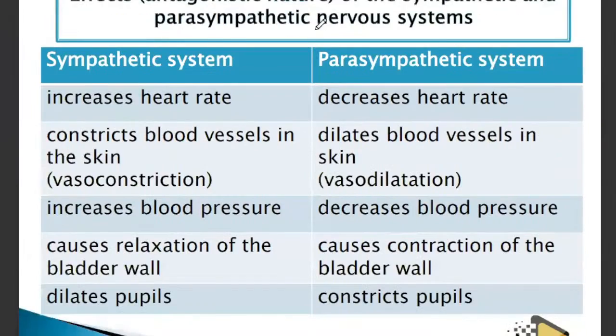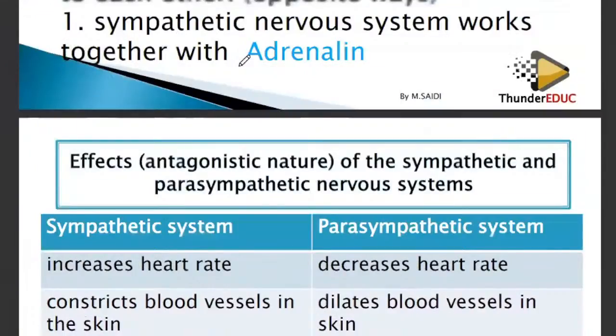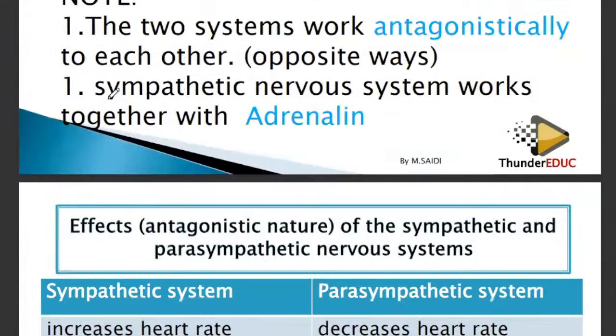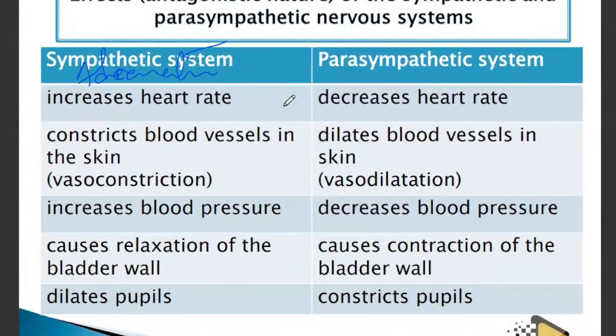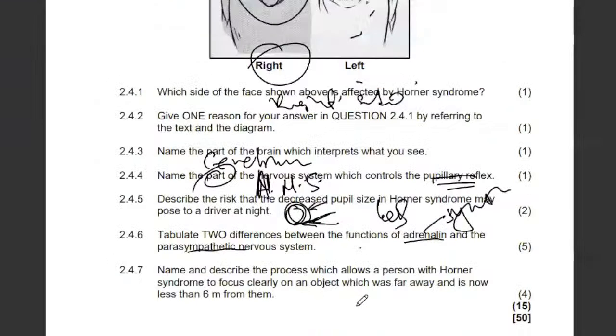The differences. You see, remember that we said here that the sympathetic nervous system works together with adrenaline, meaning that where there is the sympathetic nervous system, we put adrenaline. And then you have the parasympathetic. There is increased heartbeat, it's the same thing, constriction of blood. So you just have to get 2 of these, and then you're able to get those marks.